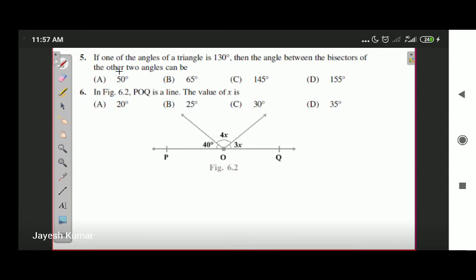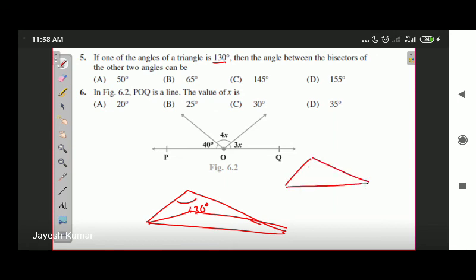Next is question number 5. If one of the angles of a triangle is 130 degrees, then the angle between the bisectors of the other two angles can be? We have a triangle whose one angle is 130 degrees. Then the angle between the bisectors of the other two angles, what can it be? Let's see how.